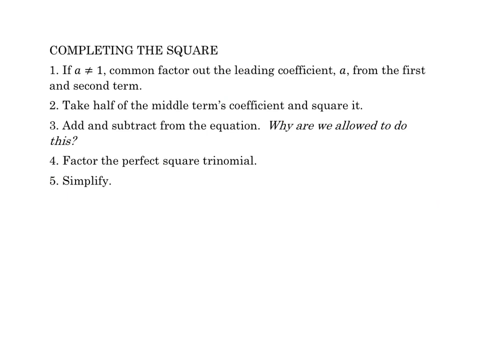In order to complete the square, step 1 is to check the leading coefficient. If a is equal to 1, then you can skip ahead to step 2. If a is not equal to 1, this leading coefficient must be common factored out of the first and second terms. Step 2 is to take half of the middle term's coefficient and square it.